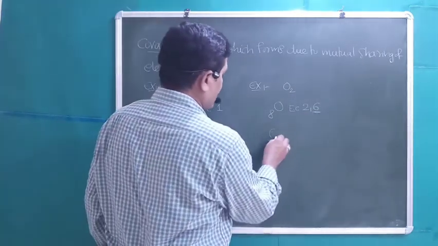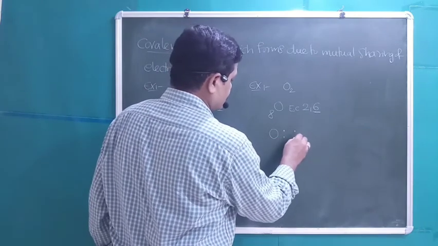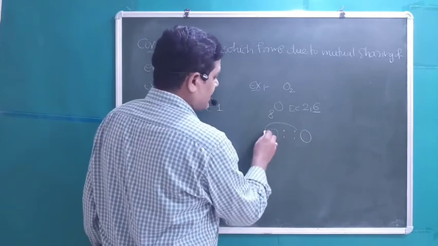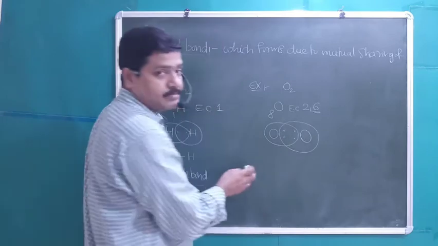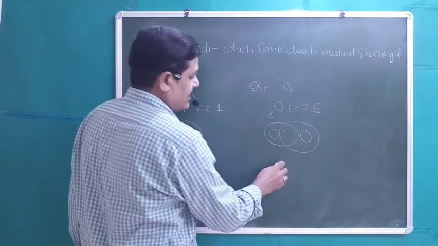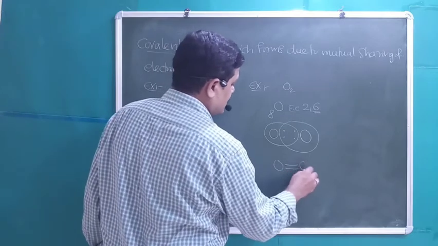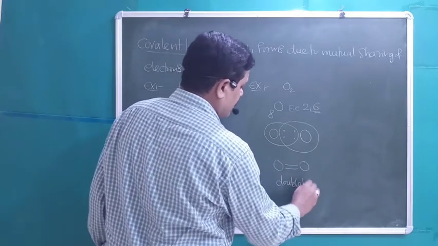Then each oxygen atom will donate 2 electrons, and a total of 2 pairs of electrons are equally shared between the 2 oxygen atoms. When 2 pairs of electrons are shared between 2 atoms, a double bond is formed. This is called a double bond.